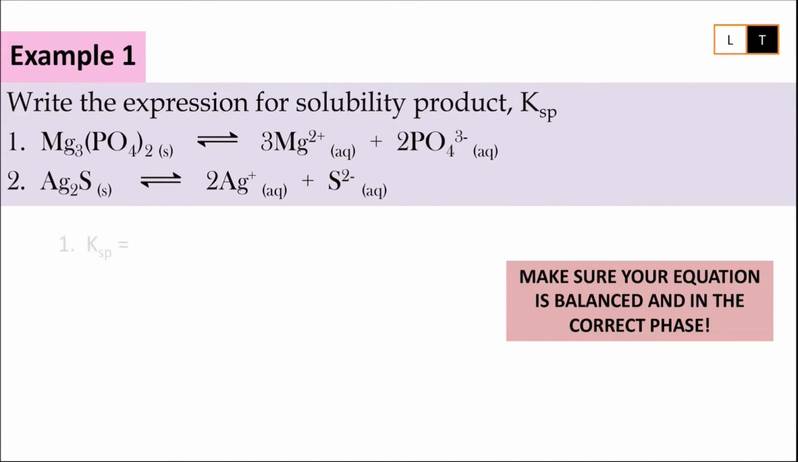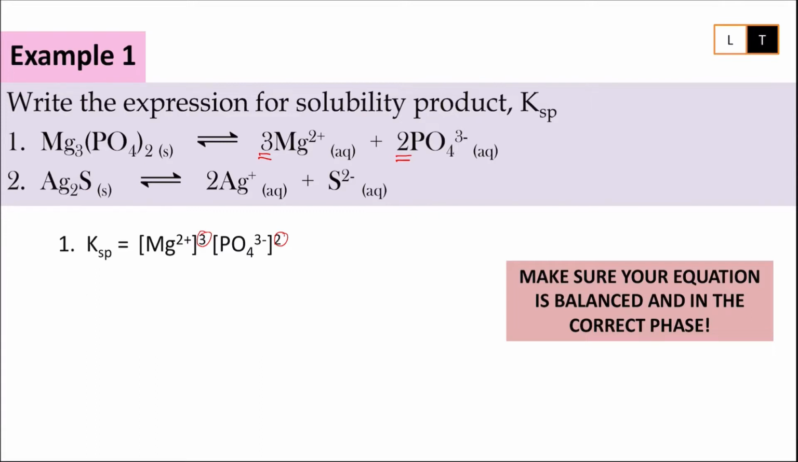So kita akan tulis sebagai KSP equals to concentration Mg2+ cube darab dengan concentration PO4 3- square. So ini adalah di mana koefisien yang berada di hadapan untuk balancekan equation tadi. So sebab tu kena pastikan equation awak balance.